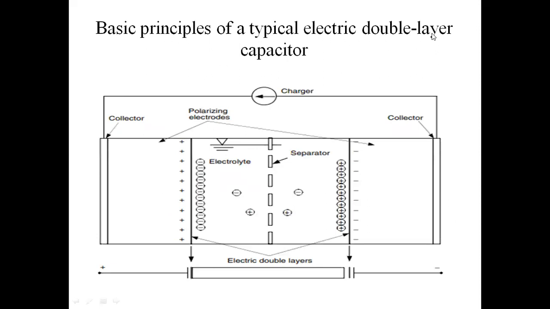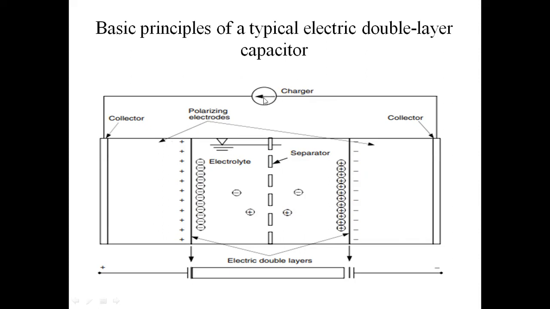a typical electrical double layer capacitor. Here this is layer 1 and this is layer 2. This ultra capacitor has a double layer. These two ends are two collectors. This is the first one, and this is the second one. In between are the polarized electrodes. This is the positive, here we charge.